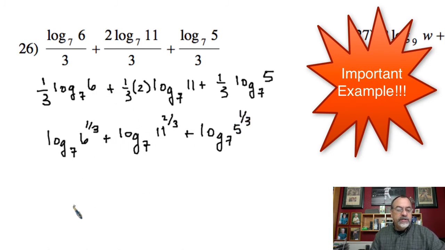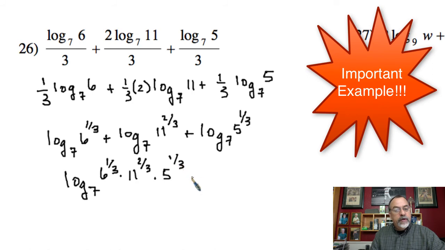So because this is all addition, we know that that's multiplication. So we're going to have log base 7 of 6 to the 1/3 times 11 to the 2/3 times 5 to the 1/3. And again, we need to change this to a root. So the denominator is 3, so this is the cube root of all 3.